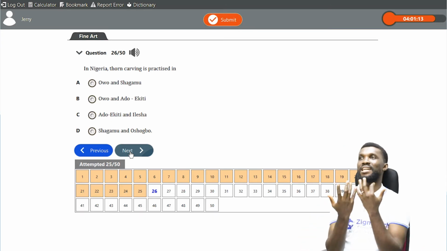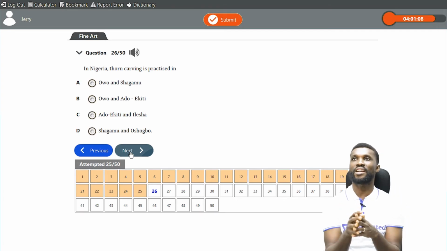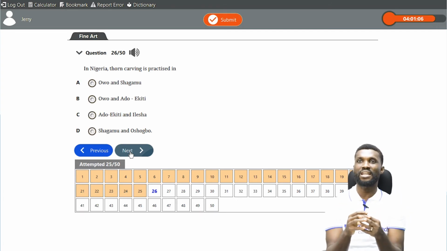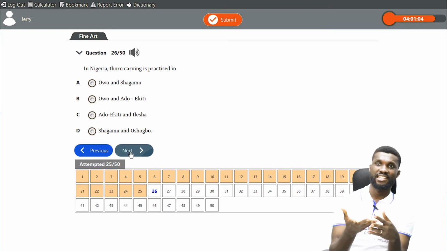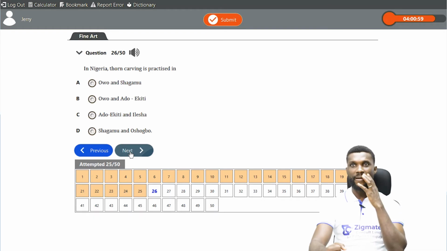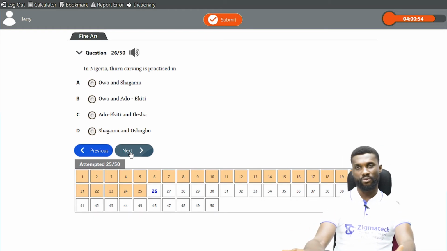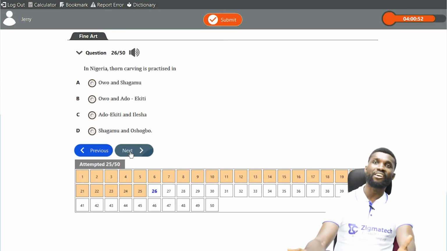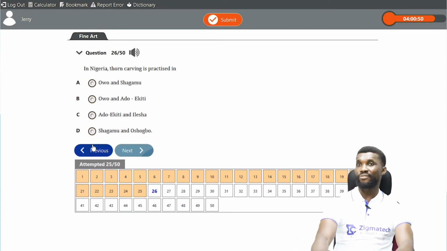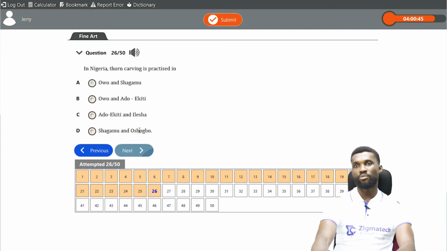Whenever you hear the word thorn carving, it is carving on, I wish I can actually explain what that thorn is, but it's something you rather see than have me try to explain. It's carving on thorns. You understand? So the people that carve more on thorns are the Owo people, and the Shagamu people. Therefore, our answer to this question is A, the Owo and Shagamu. The Owo and Edo Ekiti, Shagamu people carve on thorns too.